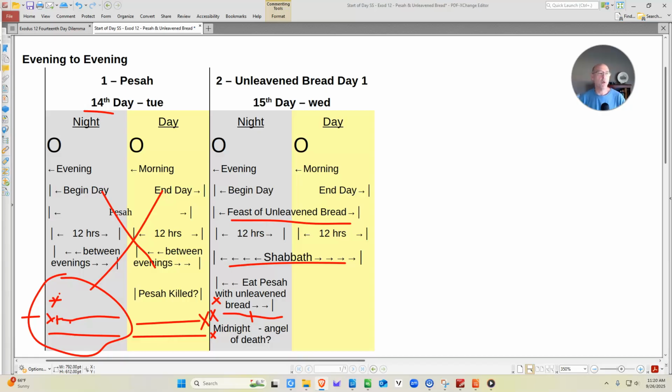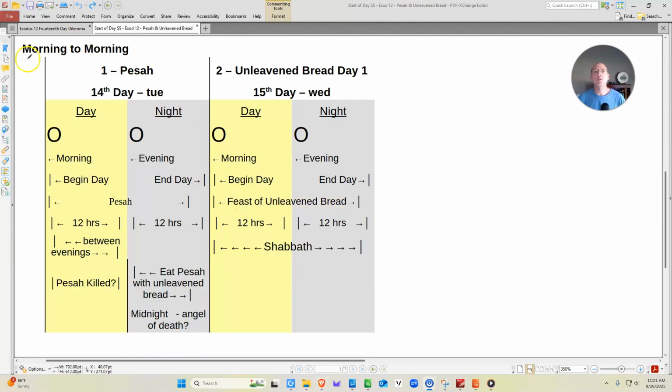But I think what everybody's doing is they're conflating, and they're not keeping the Passover separate from the Feast of Unleavened Bread. The Passover does involve a meal, and that meal involves unleavened bread, roasted lamb, and bitter herbs. And then on day 15, we start the 7 days of eating unleavened bread. Let me show you how this can be simply fixed by changing the start of the day to a morning to morning.